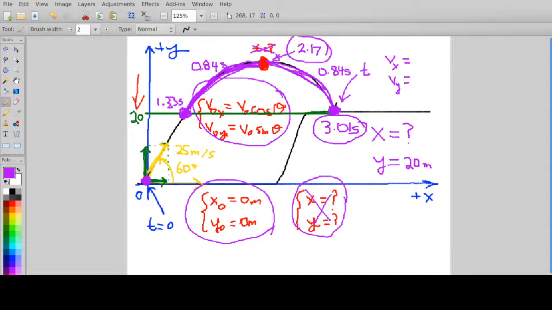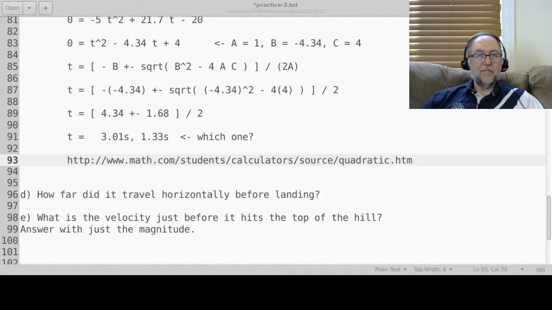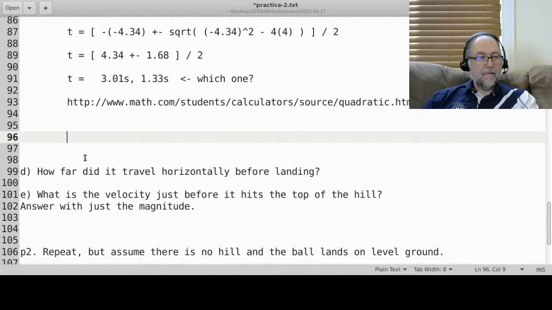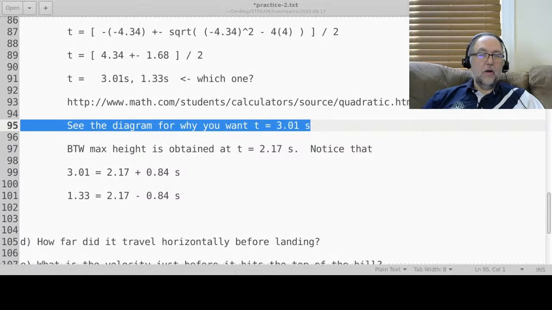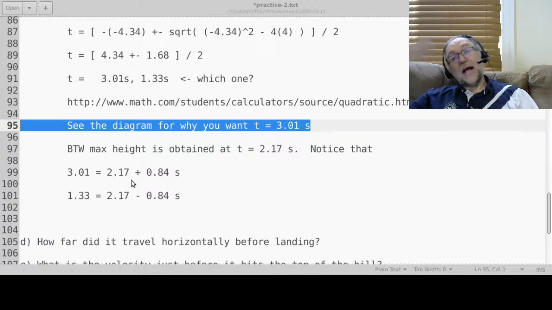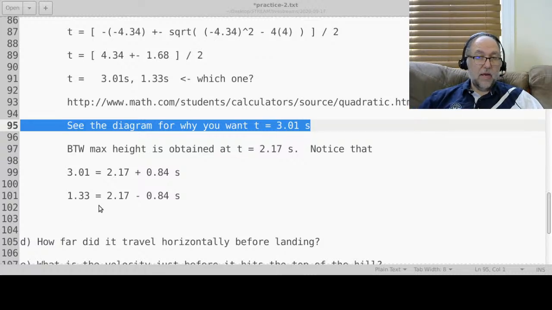Okay, so let's go back and finally finish this problem off. And here's the rest of the solution. You don't have to go into a long explanation here, just see the diagram for why you want t equals 3.01 seconds. And then I say, by the way, the maximum height obtained at t equals 2.17 seconds is right in the middle. Notice that the 3.01 is the 2.17 plus 0.84, and 1.33 is 2.17 minus 0.84.